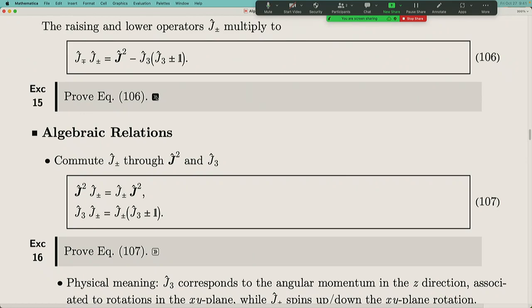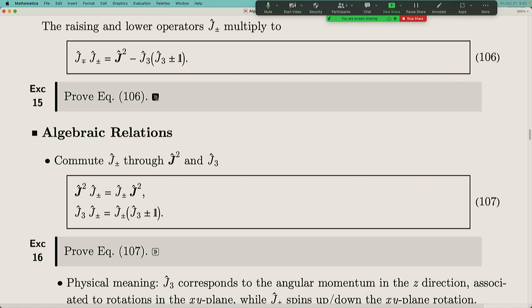So what you can show is that the first equation is actually trivial. You just push the raising and lowering operator through, because the J square operator commutes with every component of the angular momentum operator, including J1, J2, and J3. But the raising and lowering operators are just linear combinations of J1 and J2. So J1 and J2 both commute with J square, so the raising and lowering operators also commute with J square, meaning that you can exchange their order as you wish. But that's not the case with J3, because J1 and J2 both have non-trivial commutation relations with J3. So if you try to push the raising and lowering operator through J3, you will get a non-trivial result.